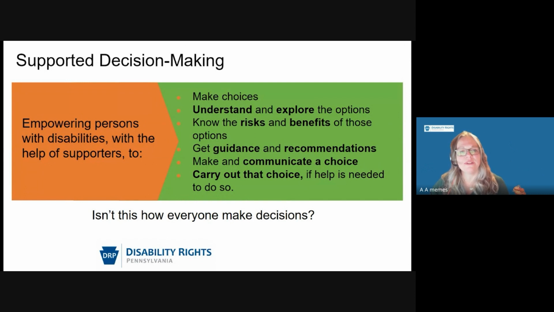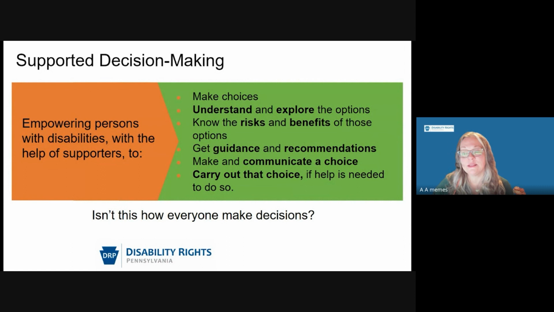That it's empowering persons with disabilities, with the help of supporters, to make choices, understand and explore the options, know the risks and benefits, get guidance and recommendations, make and communicate a choice, and carry out that choice if help is needed to do so. And again, isn't this how all of us make decisions, particularly more complicated decisions? So it's just to use that same model to help people with disabilities who are in your lives be able to make the decisions that they need to make.